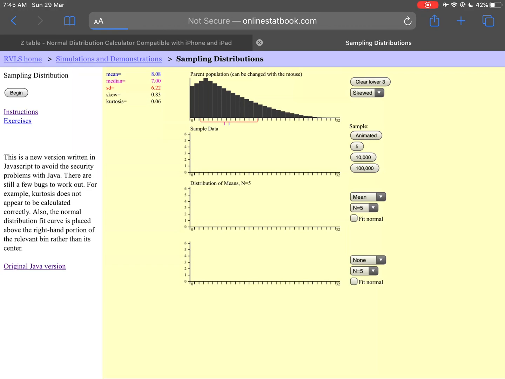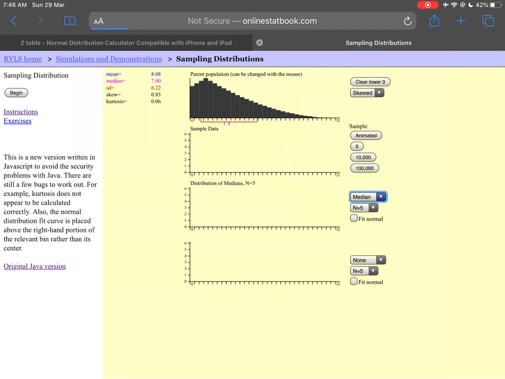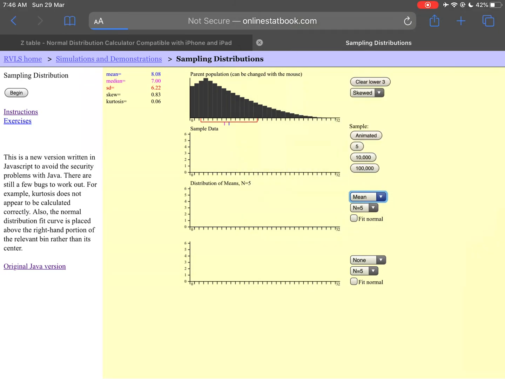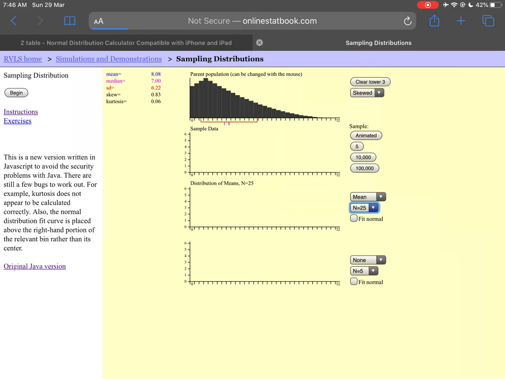Okay? And let's say you take a skewed one and then you want to do the sampling distribution of the mean. Notice you can do sampling of the median, sampling distribution of the standard deviation, and so on. But we are studying only sampling distributions of the mean. And here you can choose your sample size. So let's say I choose 25.